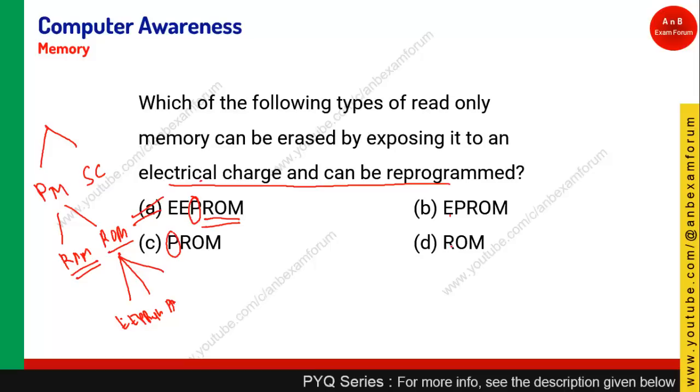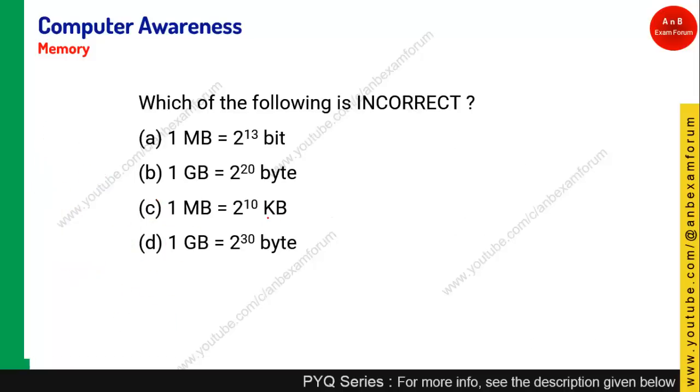Okay, these three, options A, B, C, are different forms of ROM memory, read-only memory. So option A is the right answer.